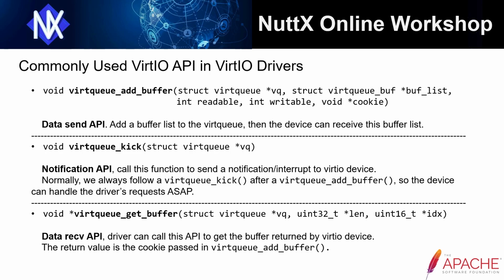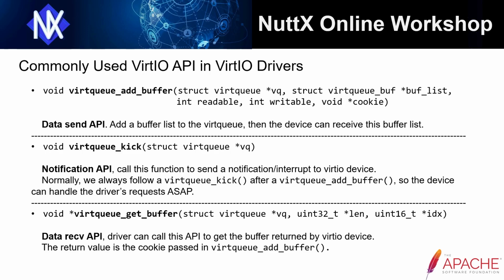The second API is virtqueue_kick. This is a notification API, and the driver can call this function to send a notification or interrupt to the VirtIO device. Normally, we always follow a virtqueue_add_buffer with a virtqueue_kick, so the device can handle the driver's requests as soon as possible.